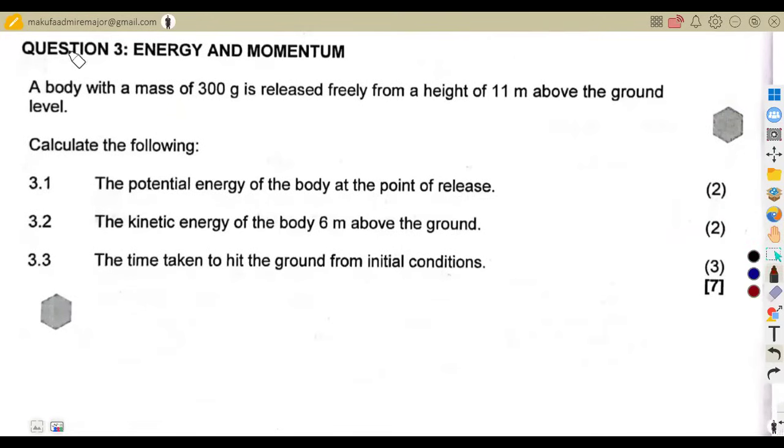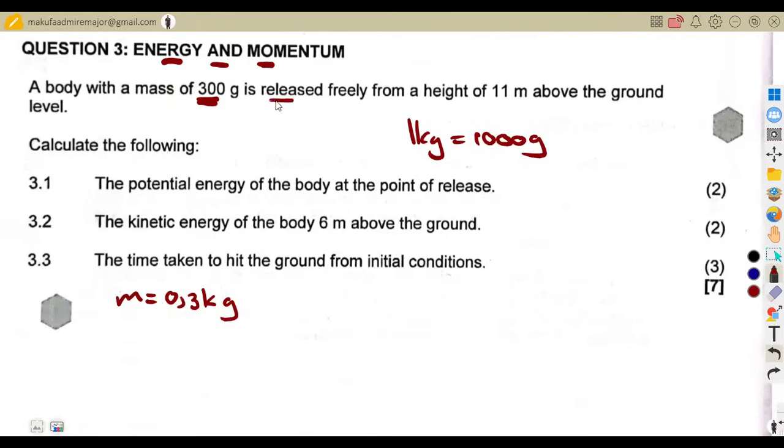Okay. On question 3, we are given energy and momentum. A body with a mass of 300 grams. We are given the mass of the body: 300 grams, convert to kilograms. That will be 0.3 if you divide by 1,000. Remember, a kilogram is equal to 1,000 grams. All right. It is released freely from a height. Guys, be careful.